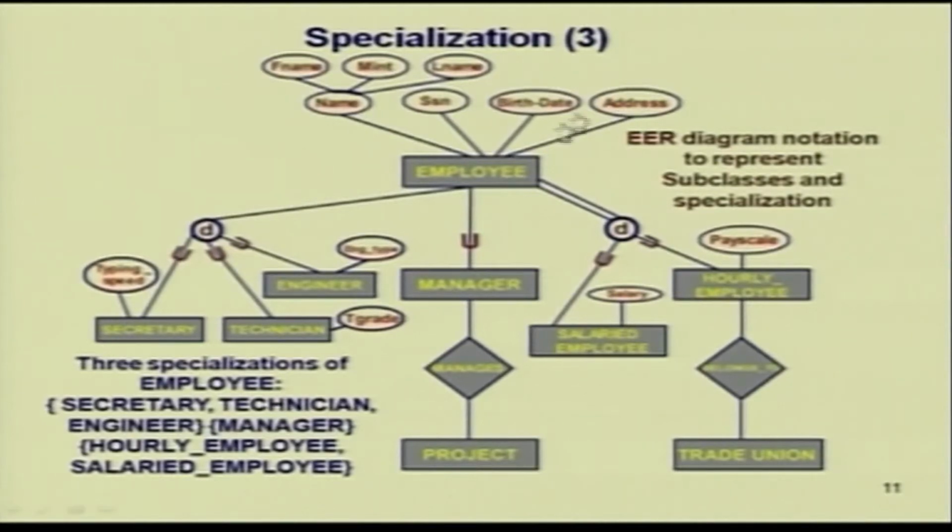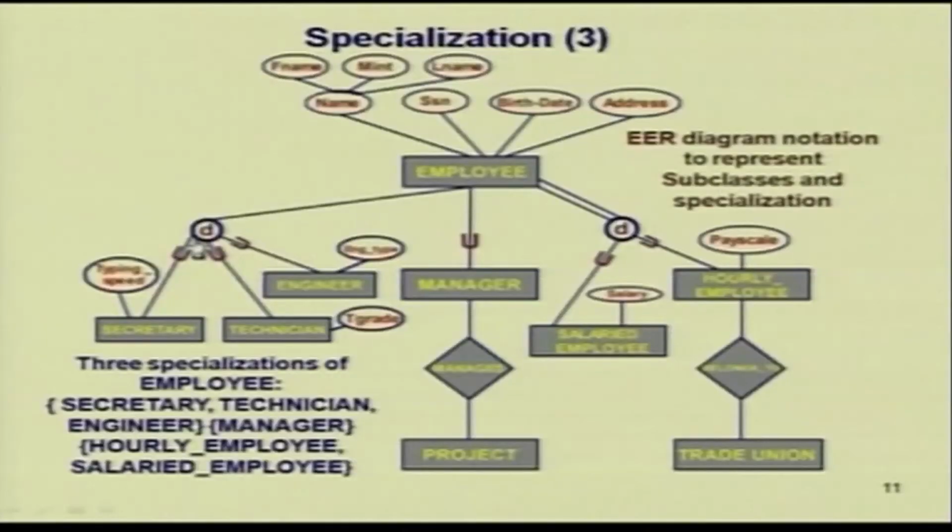Now, let us take employee. Please note here, this is distinct, that means an employee who is a secretary cannot be a technician, and a technician cannot be an engineer. Okay. So, here we are dealing with only distinct subclasses, meaning entities belonging to one subclass cannot belong to another subclass. So, here you have 3 different specializations of employee: one is secretary, technician, engineer, manager is another specialization, and hourly employee and salaried employee is another specialization.